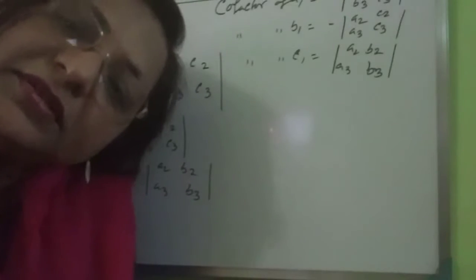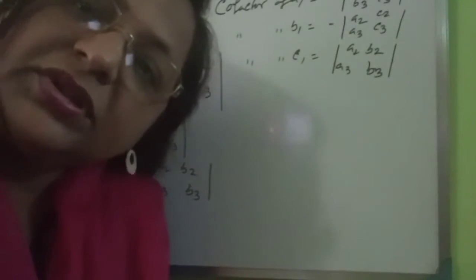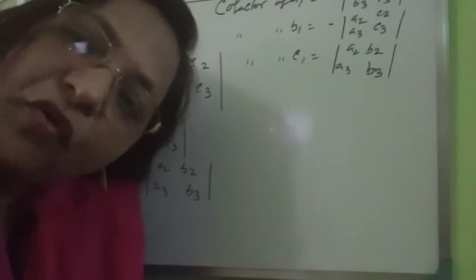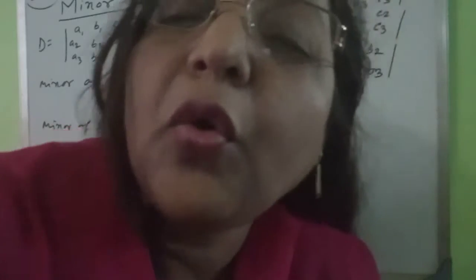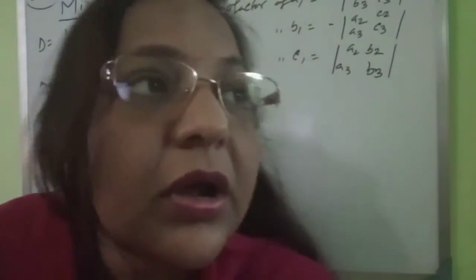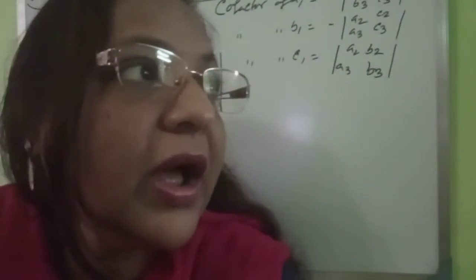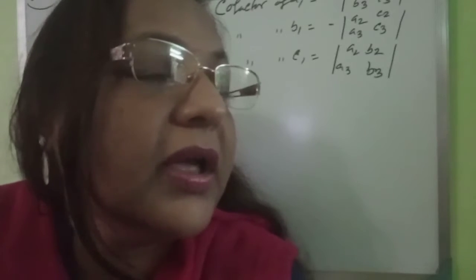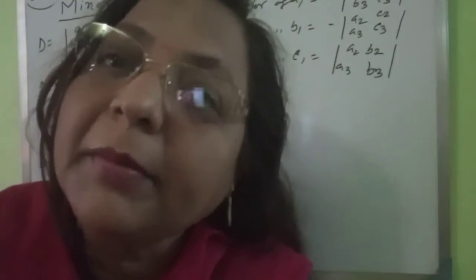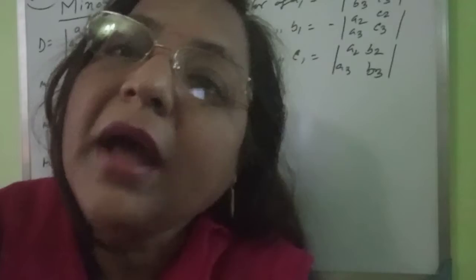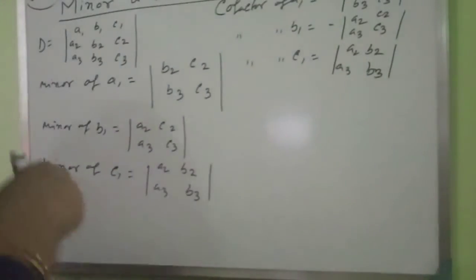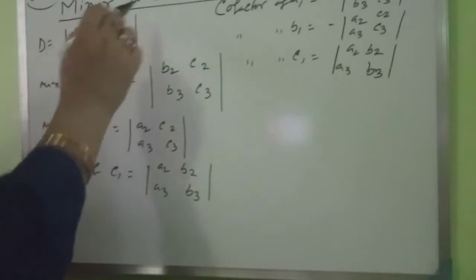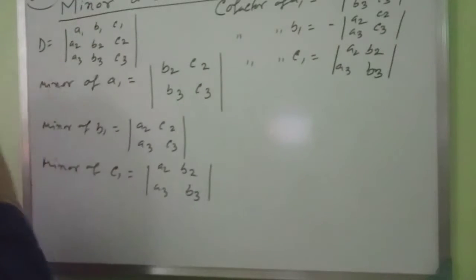Class 12. This session we will discuss the minor and cofactor of a determinant. Already I have explained what a determinant is and how to write it. Let us write the determinant again: A1, B1, C1, A2, B2, C2, A3, B3, C3. This is the determinant D.